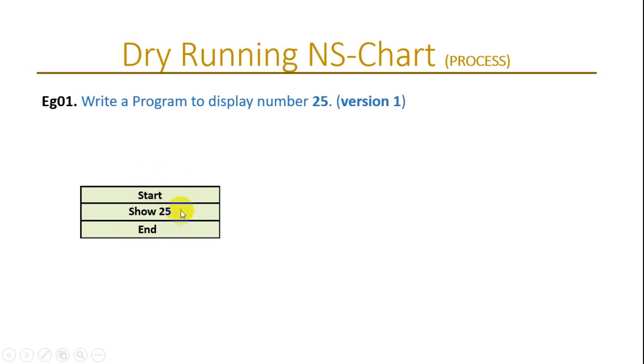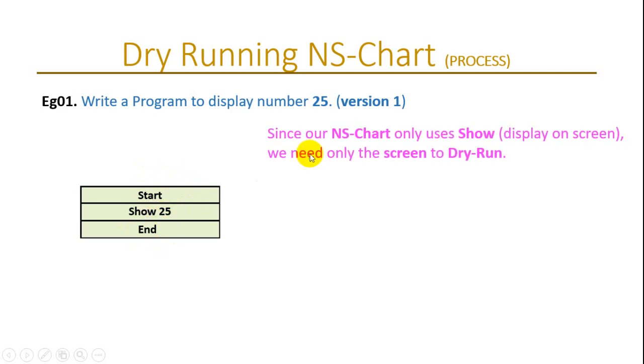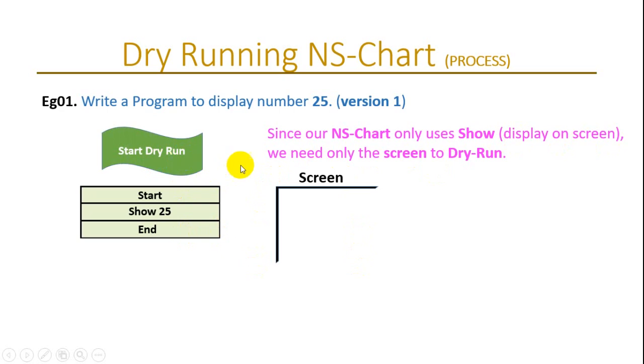Now, you don't really need to dry run this, but we'll go through the formal process so you understand the whole dry running process. We have only the show command. We don't have the get command or the arrow. So we only need a screen for this. Since our NS chart only uses show, to display on the screen, we need only the screen to do the dry run. So you write a screen for that, and then start the dry run.